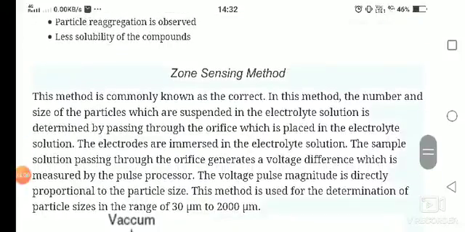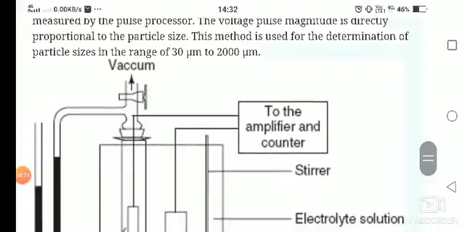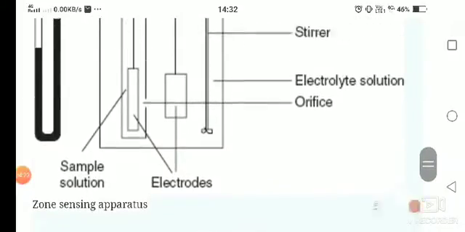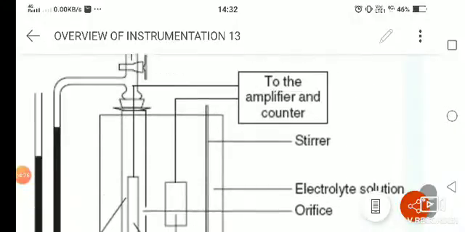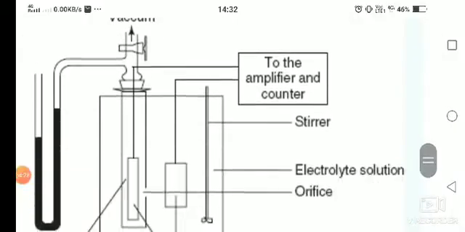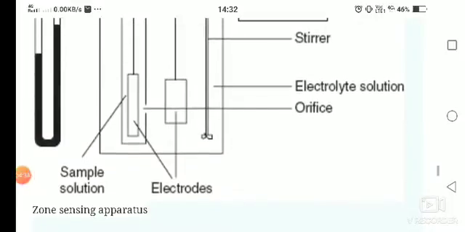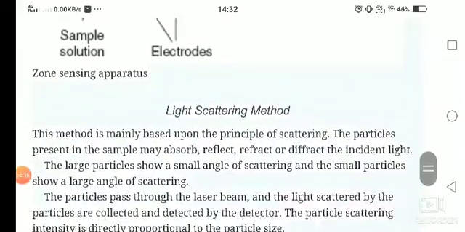Zone sensing method. This method is commonly known as the Coulter counter. In this method, the number and size of the particles which are suspended in the electrolyte solution is determined by passing them through the orifice which is placed in the electrolyte solution. The electrodes are immersed in the electrolyte solution. The sample solution passing through the orifice generates a voltage difference which is measured by the pulse processor. So this is how a zone sensing apparatus looks like. This is the sample solution, and upwards is the vacuum vent, and then the amplifier and counter. Then there is a stirrer and electrolyte solution, the orifice, and then there are those two electrodes.